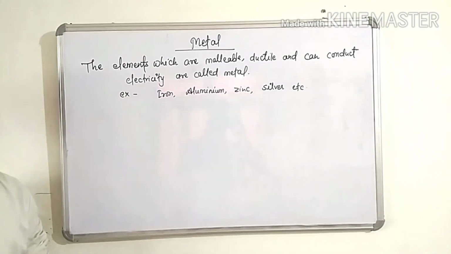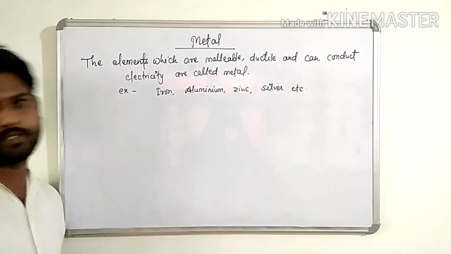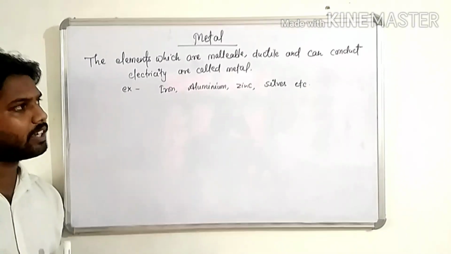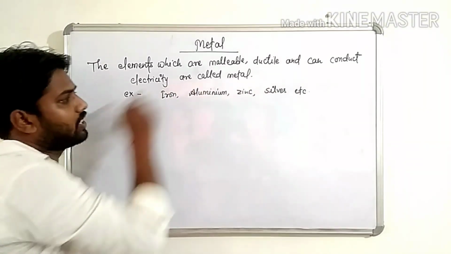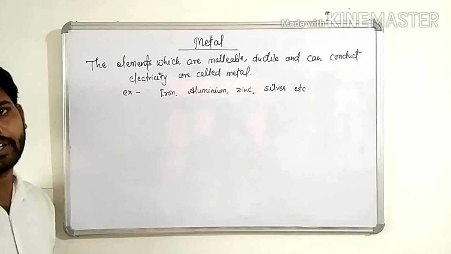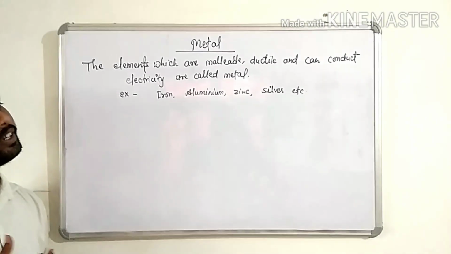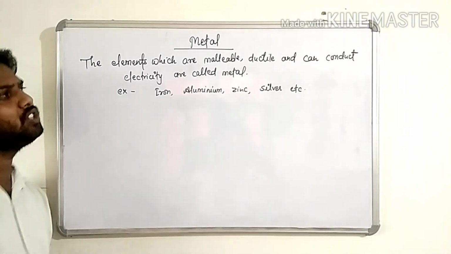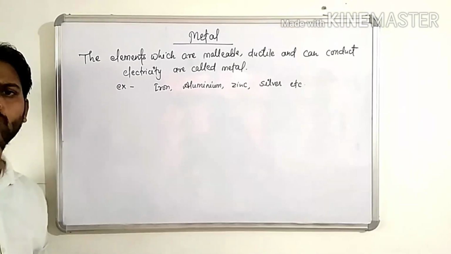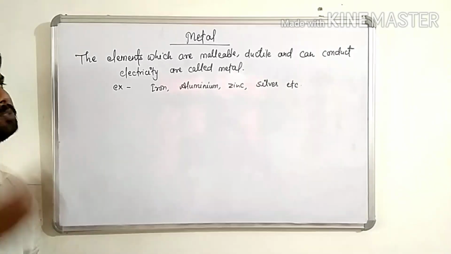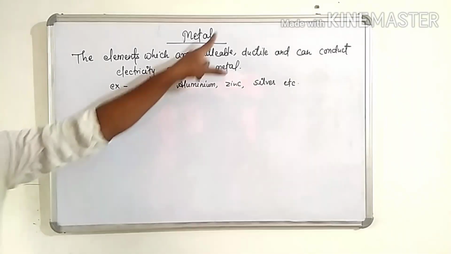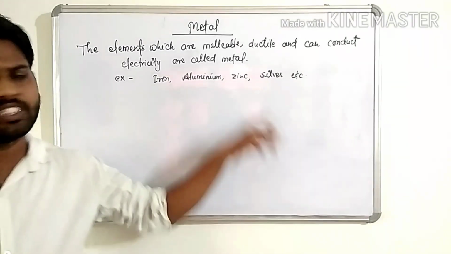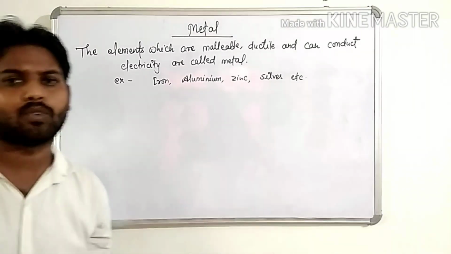Now children, what are metals? Okay, the elements which are malleable, ductile and can conduct electricity are called metals. Children, malleable, ductile and conduct electricity, these are the properties of metal. So those elements which show these properties, they are called metals. For example, iron, aluminium, zinc, silver, etc. Okay, children?